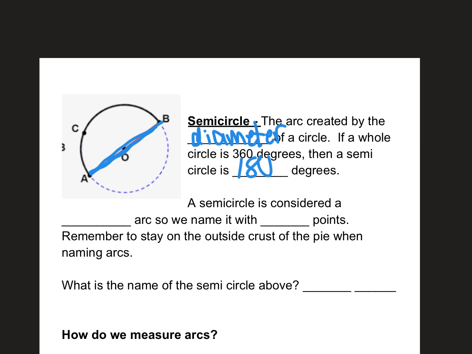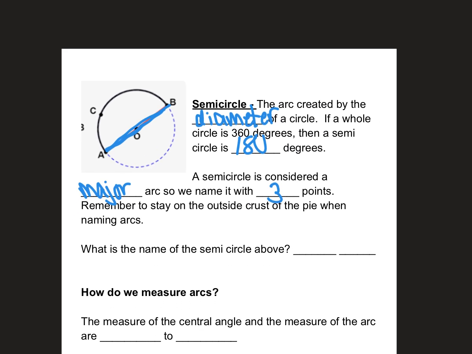A semicircle is considered a major arc, so we name it with 3 points, just like we did the major arc on the other page. And remember, we stay on the outside of the crust of the pie when we are naming it. So if we are going from A to B, we stay on the outside, and in this case, it's a major arc, so we are going to go through point C. So it's going to be arc A. The point we go through is C, and we end at B.